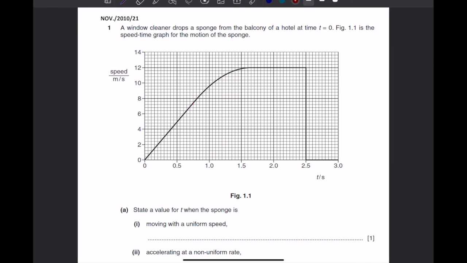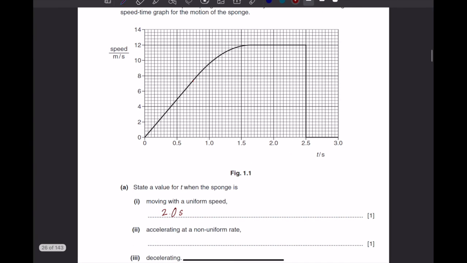In the next question, it says a window cleaner drops a sponge from the balcony of a hotel at time t equal to 0. Figure 1.1 is a speed-time graph for the motion of the sponge. State a value of t when the sponge is moving with a constant or uniform speed. We can see that for this part of the journey, the speed is uniform. I can state any value of time from 1.6 seconds to 2.5 seconds, and quite randomly, I choose 2.0 seconds.